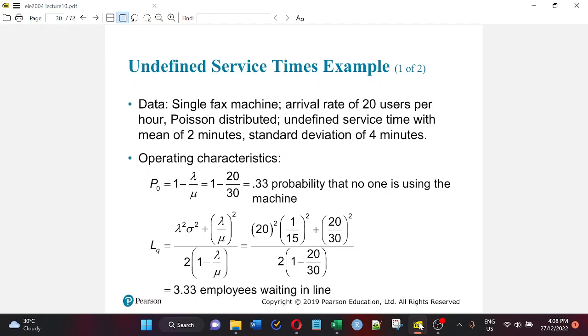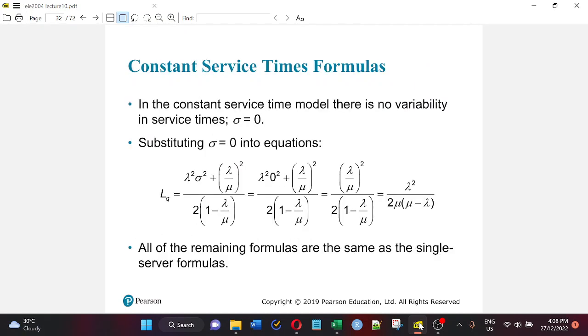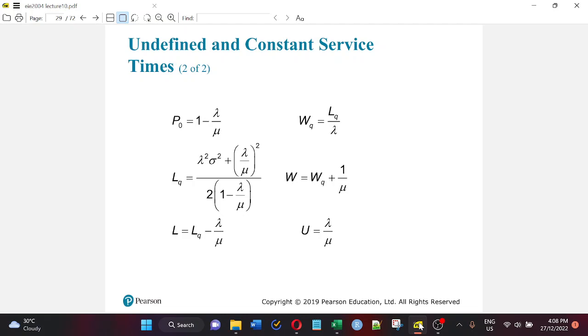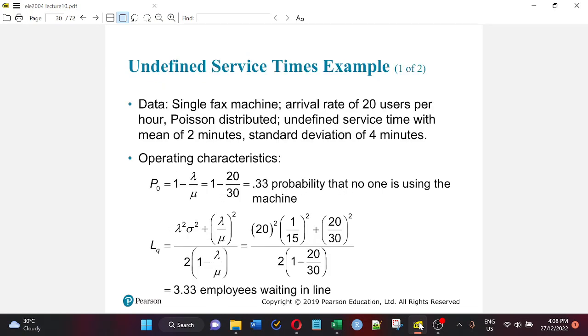Okay, so now let's look at this one. It is quite confusing even for me. Yeah? Okay, this is undefined service time. We're going to talk about the constant service time later, but now we are talking about the undefined service time first. So what does it mean by undefined service time?